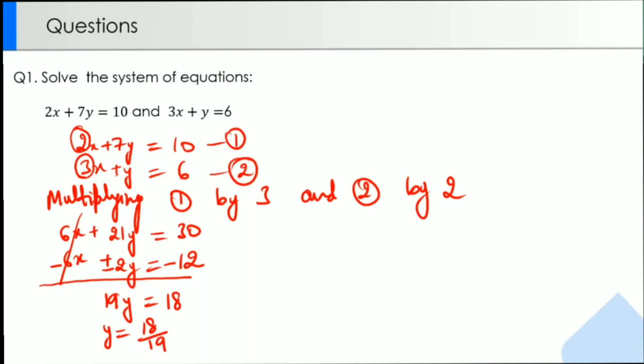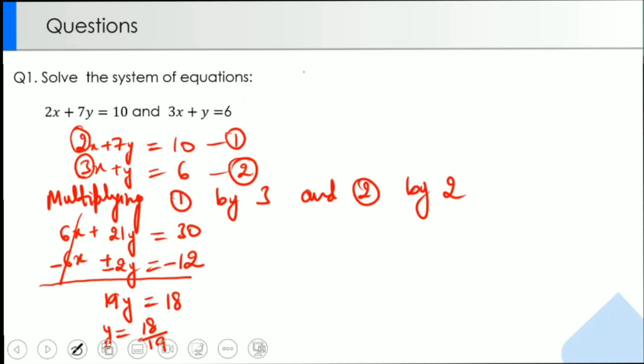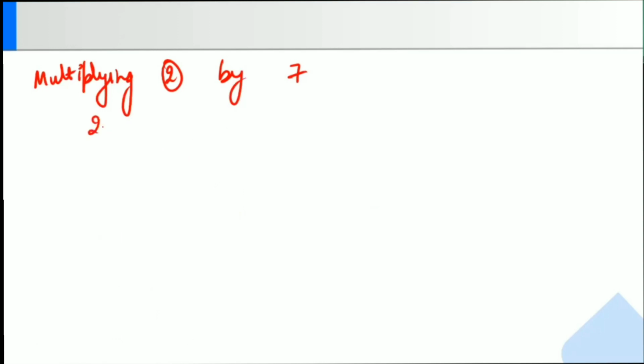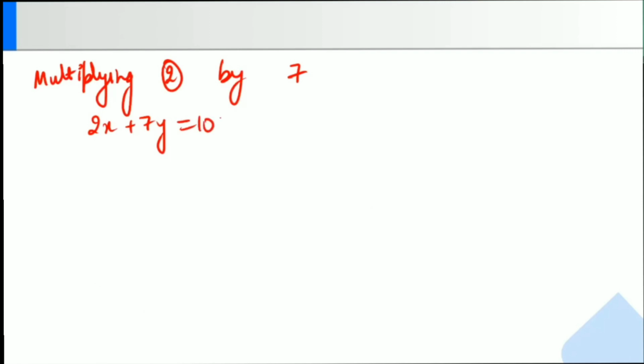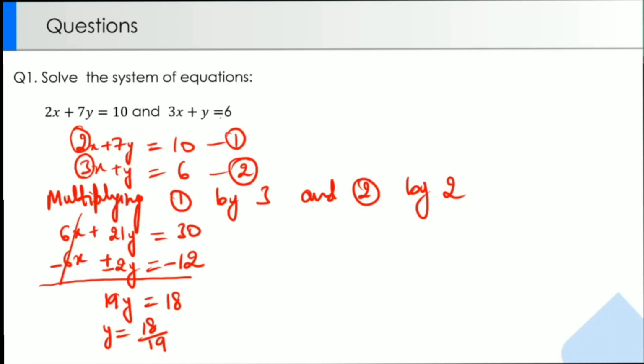Now in one equation the coefficient of y is 7 and in the other equation the coefficient is 1. So you need not multiply both the equations now. You can just multiply equation 2 by 7 and both the coefficients will become 7. So let us do that. Let us multiply equation 2 by 7. The first equation will remain as it is, so it was 2x plus 7y equals 10. Now I have multiplied the second equation by 7.